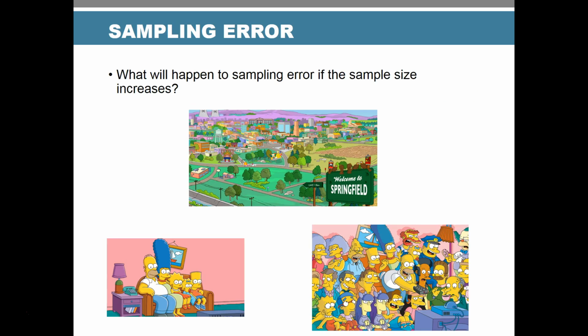So what's going to happen to our sampling error if our sample size increases? Let's think about just using 5 participants versus using a whole neighborhood of participants or a whole city. Our sampling error is going to decrease as our sample size increases. This makes sense because the larger sample size we have, the more information we have on the population. So the closer we get to the population value, the better our actual estimate and the less error that we have.